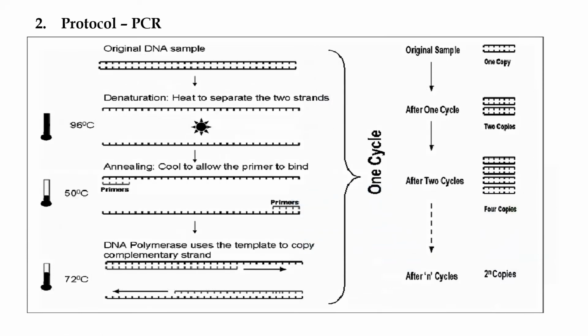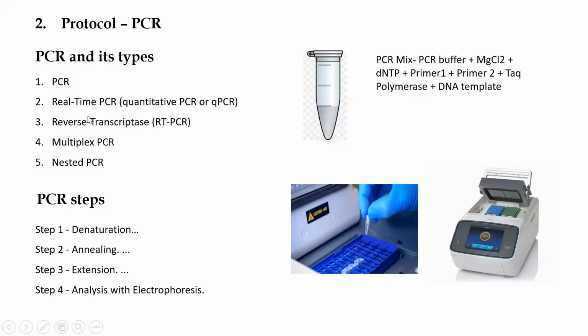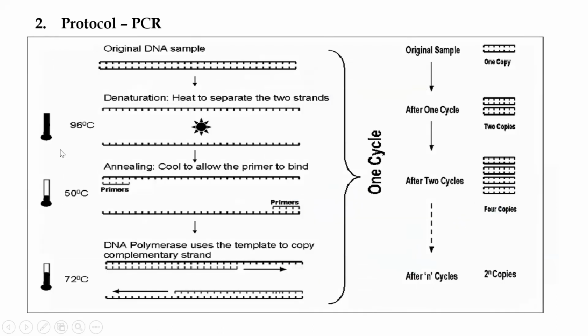The basic principle of PCR is that you have DNA and it is denatured. There are three stages; in this machine, you have to set three temperatures. The first temperature is denaturation, which means the DNA is treated to a high temperature so that these two strands of DNA get separated. Then the annealing temperature.